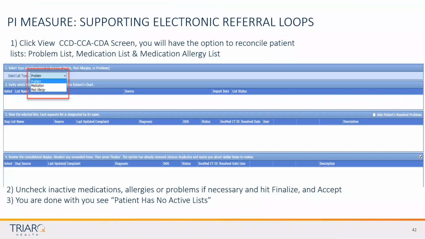So to go back, you'll be able to see all of the problem, medication, and medication allergy lists. You can uncheck any inactive medications that you see, any allergies or problems that are just over with. Then you would hit finalize and accept. You'll see a little note on there that says patient has no active lists when your reconciliation is complete.